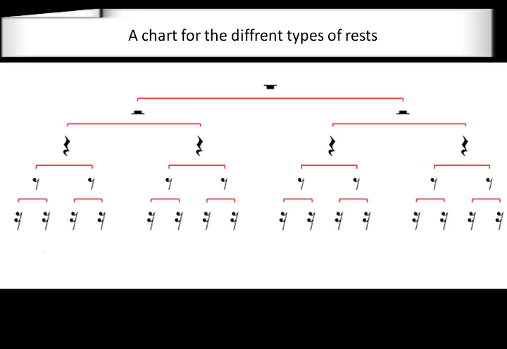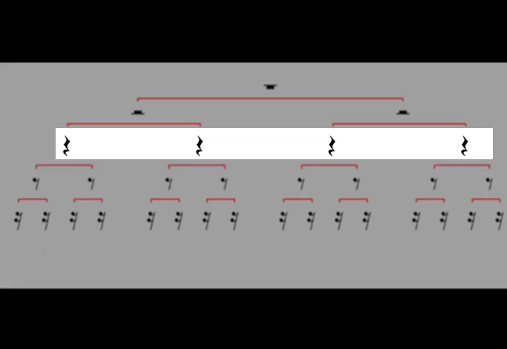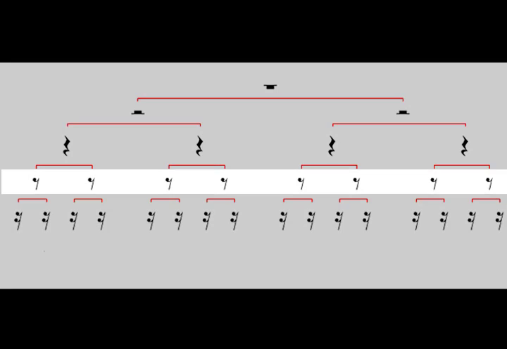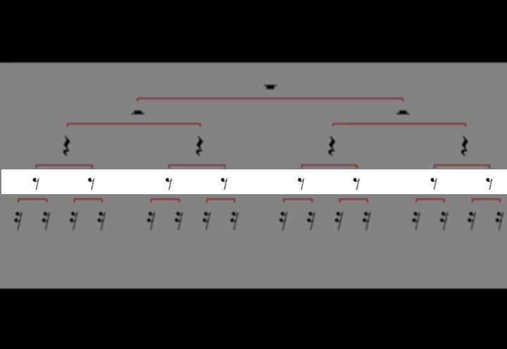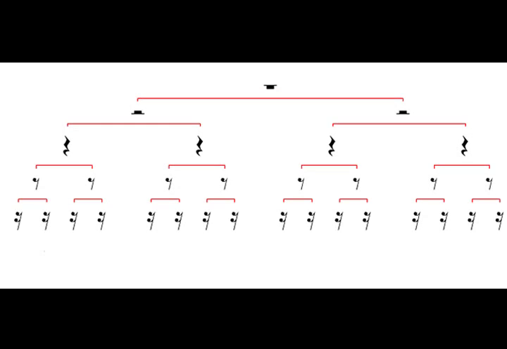And here we see a chart of the different durations of rests. On the top we have the whole note rest, dividing into 2 half-note rests, that each of them divides into 2 quarter-note rests, that divide into 8th-note rests, that again divide into 16th rests. This is exactly the same system as used with the note values, if you can remember from a lesson earlier. So that's it about rests for now.